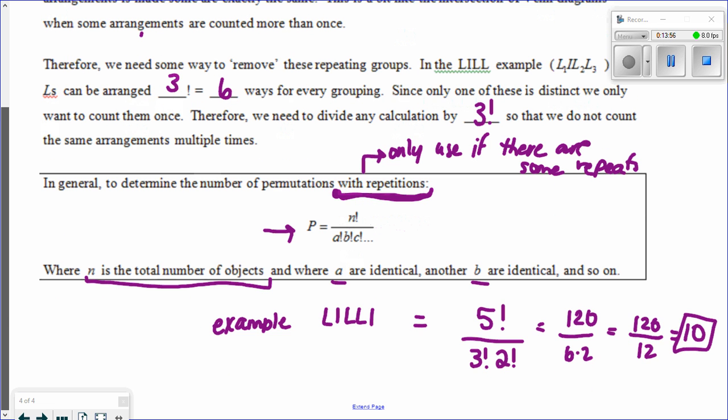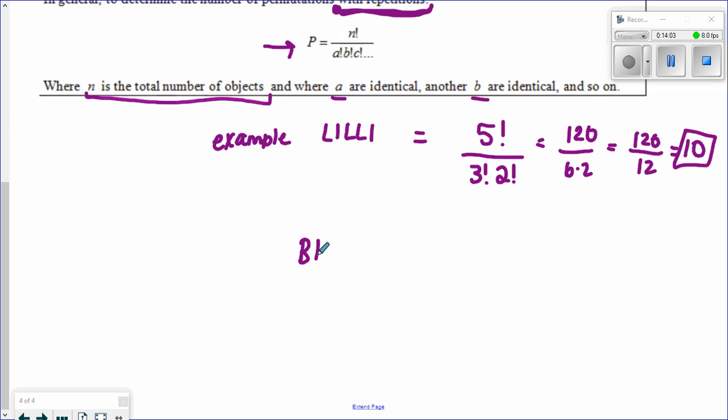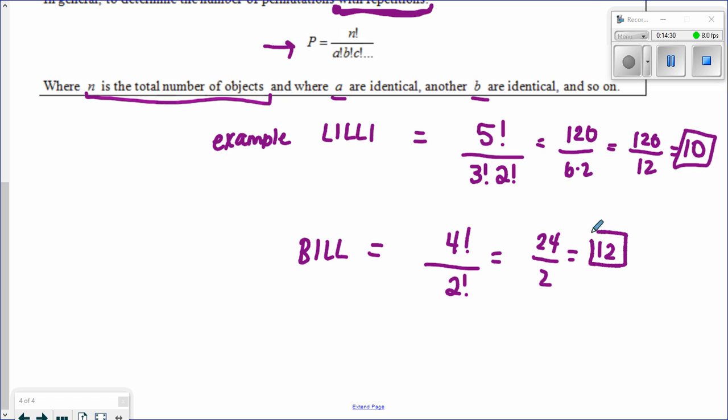If we do some of the other ones, so Bill, there were 4 letters. We only had one thing that was being repeated, and that was the L's, so there were 2 L's. So that's 4 factorial divided by 2 factorial. 4 factorial is 4 times 3 times 2 times 1, which is 24. 2 factorial is 2 times 1, which is 2. So 24 divided by 2 is equal to 12.